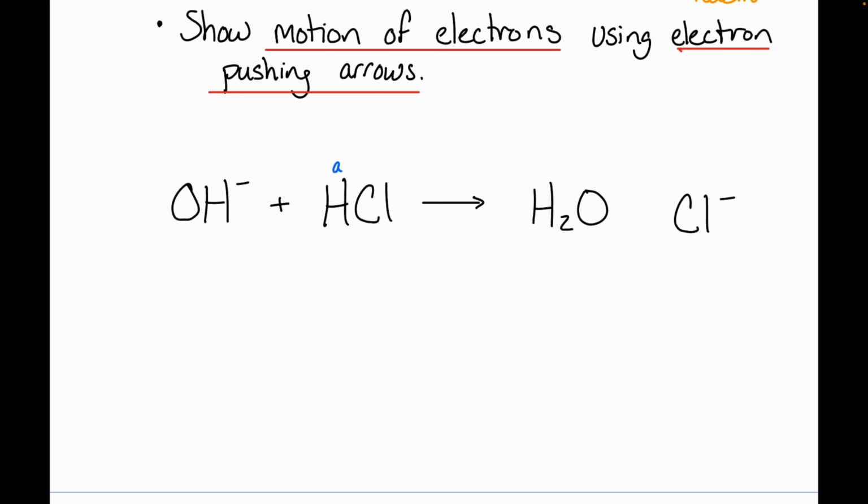Cool, so remember an acid is a proton donor, so that HCl loses that hydrogen. The base is a proton acceptor, it accepts that hydrogen, and that's how we get water and chloride. All right, so to be clear, what we just drew here is what we would call a balanced chemical equation. Tells you what your products are, tells you what your reactants are, but there's not much more information about how this reaction is actually going down.